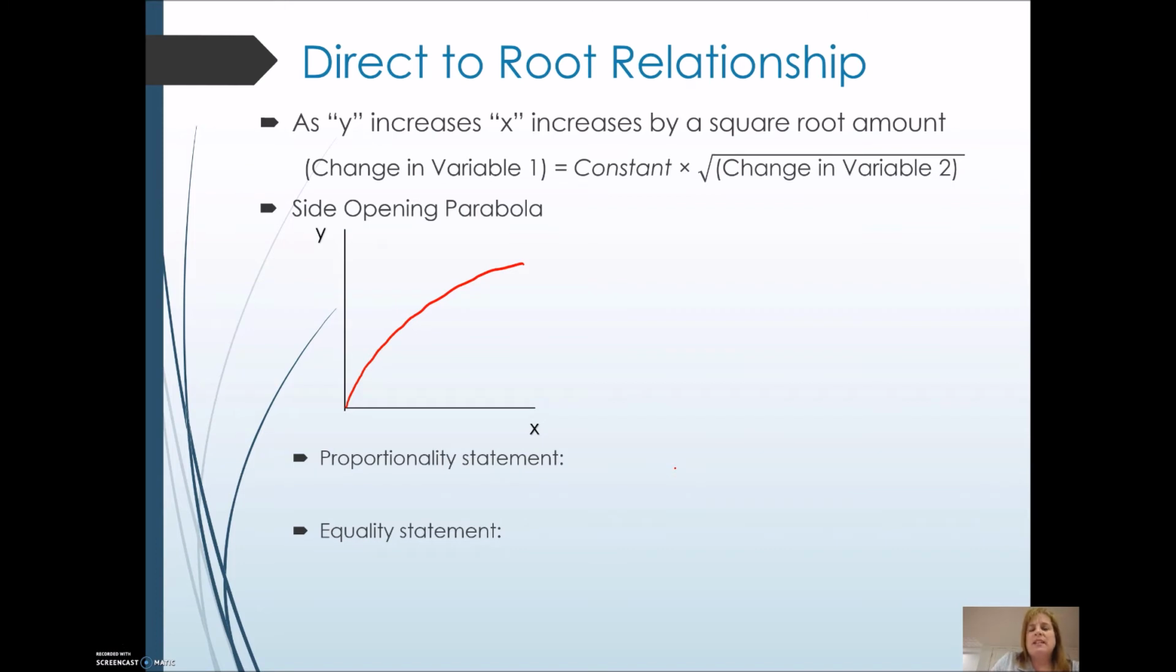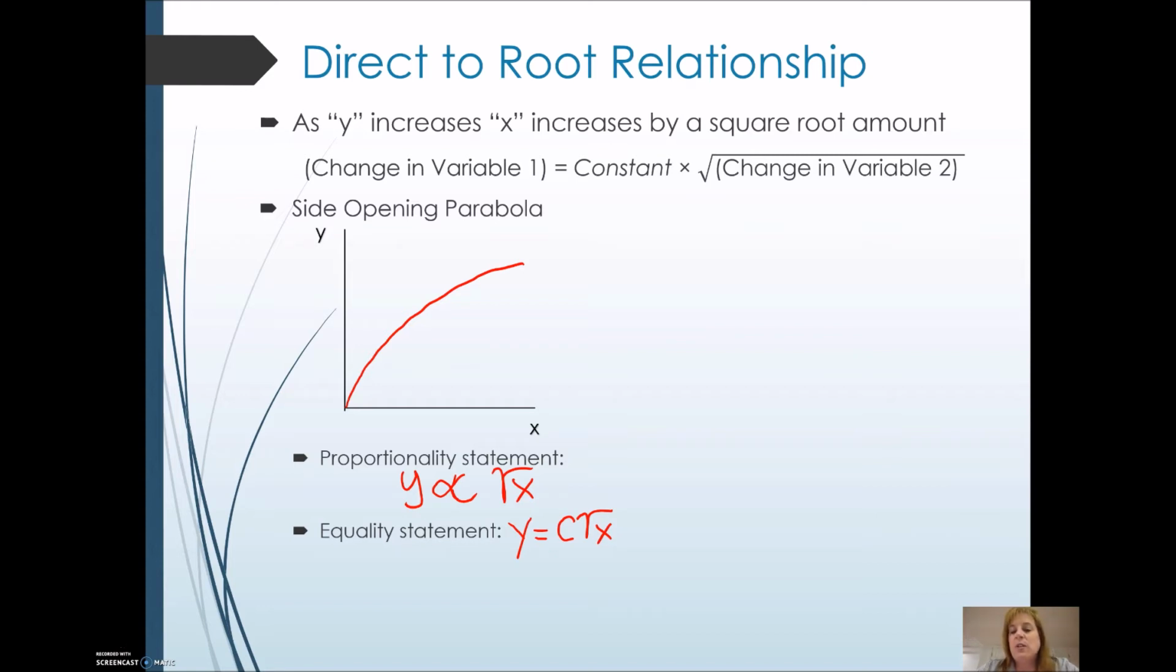And so my proportionality statement, if you see a side opening parabola, what that means is that y is proportional to the square root of x. So with a side opening parabola, we're reaching a maximum value on the y-axis as we increase x. That means y is proportional to the square root of x. Or if I wrote an equality statement, that would be y is equal to some constant times the square root of x. But I can't just get that constant value that I might need in some sort of graph interpretation. I can't get that from the graph that I have right now of y versus x.